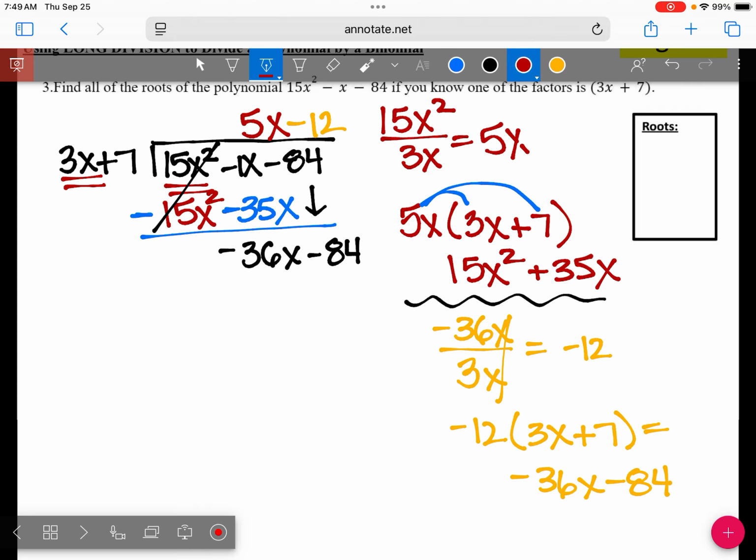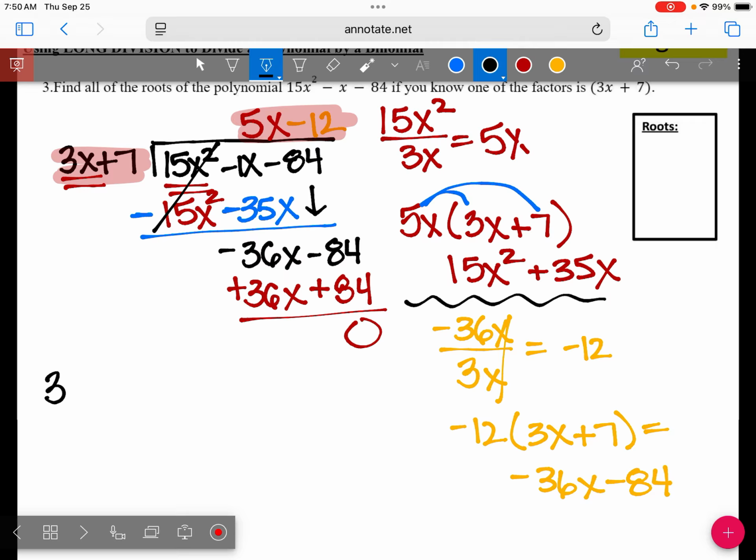So when I bring it over, though, both of those signs are going to change. We should always end with a 0. That's how we know we did it right. So these are my two factors. Go ahead and set those equal to 0 to get your two solutions. Both of your solutions will be fractions. Go ahead and solve them both for x.